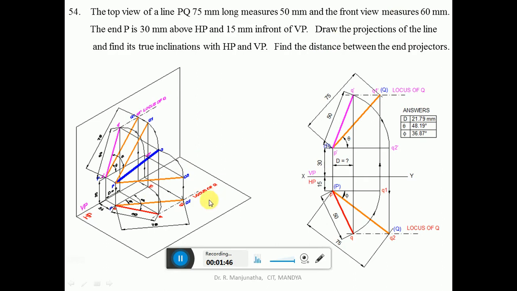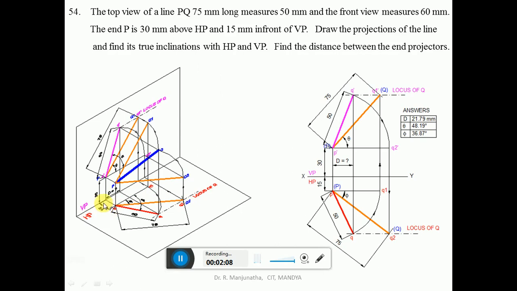Now we are going to find out the true length in VP. That means the line has to be parallel to VP. So you make the line parallel to VP. Which line do I have to make parallel to VP? The top view line. The top view line is 50 mm. So from p, you take the distance of 50 mm parallel to VP.